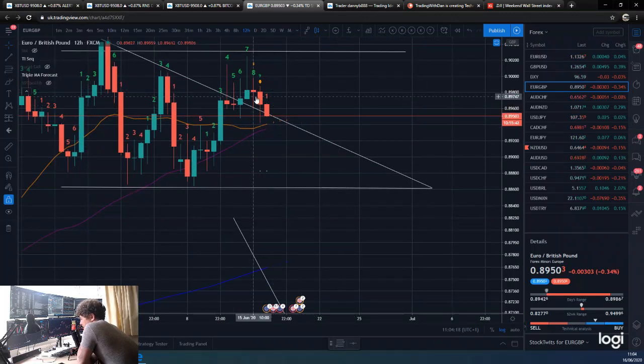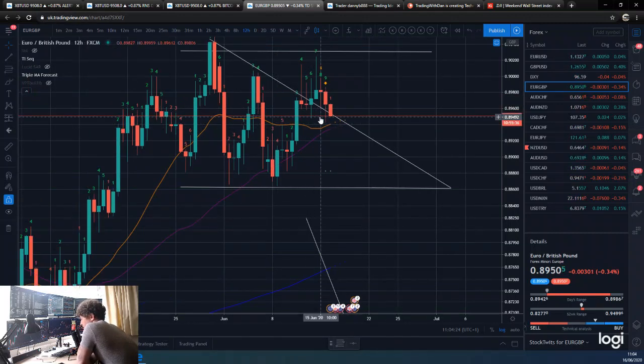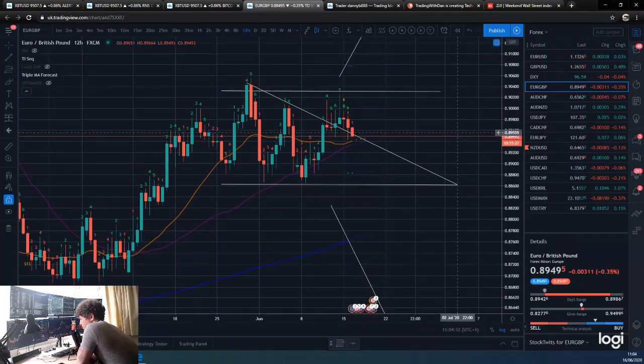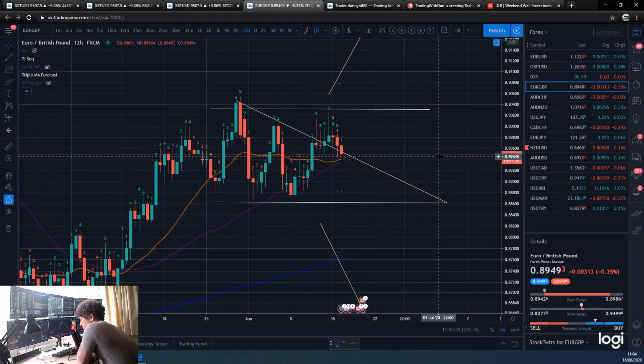Yeah, we had the 12-hour 9 coming up, and we are now moving down. I suspect we'll get back into this triangle, come back down to the bottom, maybe play another bounce. I mean, that's a lot of predictions to make, but I suspect that's what is going on, and this euro will weaken against the pound.